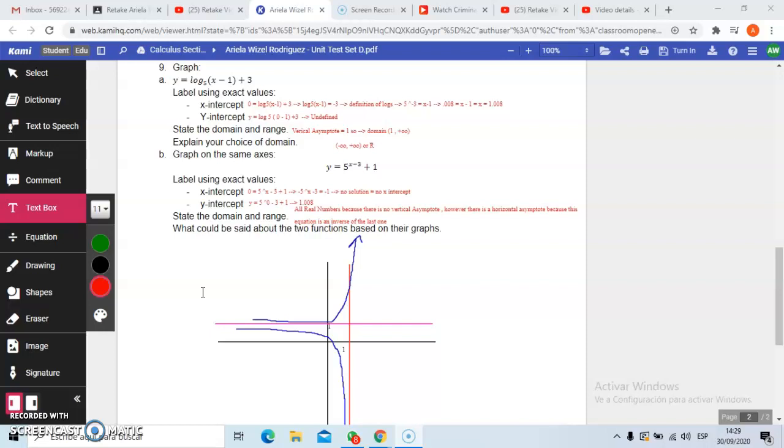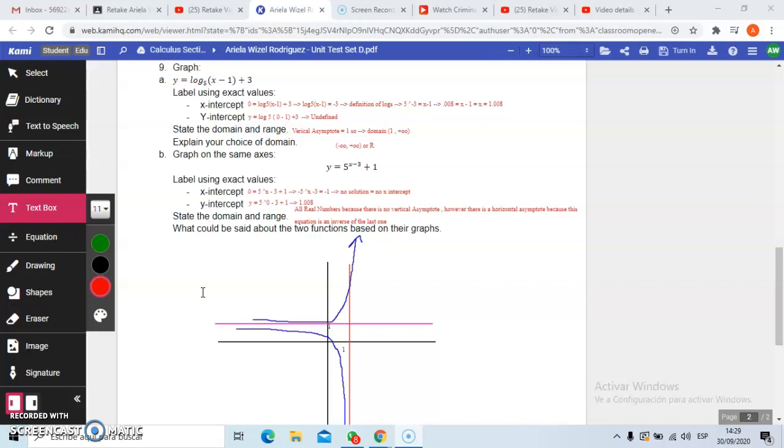So the domain, which expresses all the numbers in the x-axis, goes from 1 to +infinity because I have a vertical asymptote in my graph for this equation. And the range, I don't have a horizontal asymptote for this one, so it's all real numbers, which goes from -infinity to +infinity.